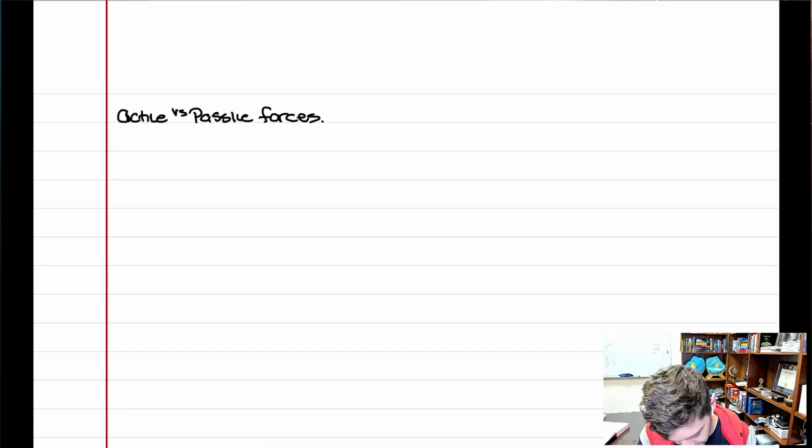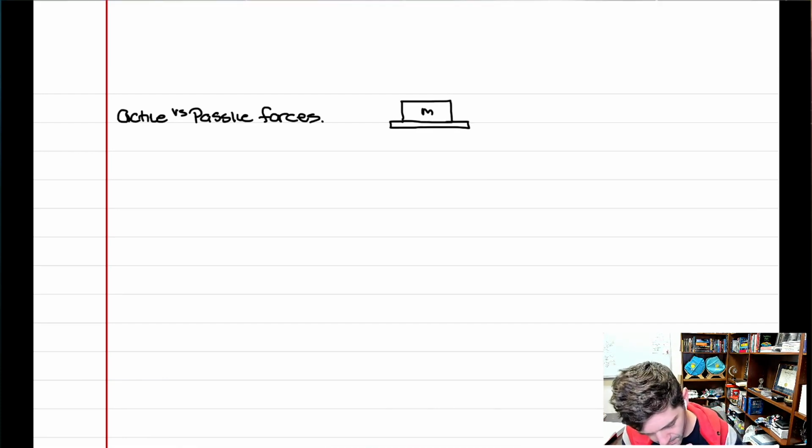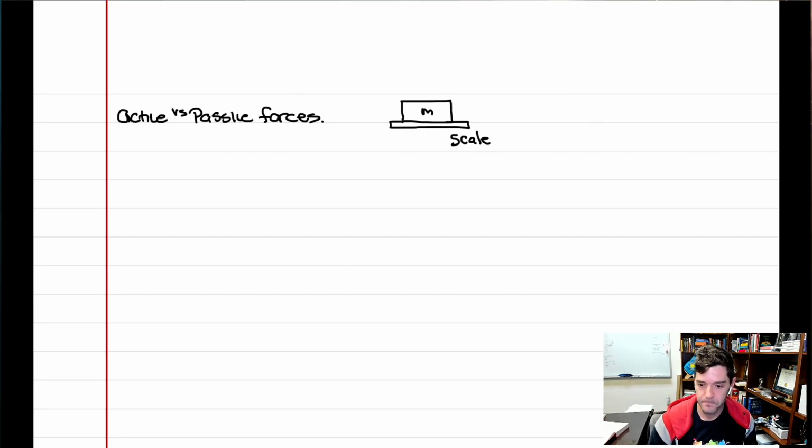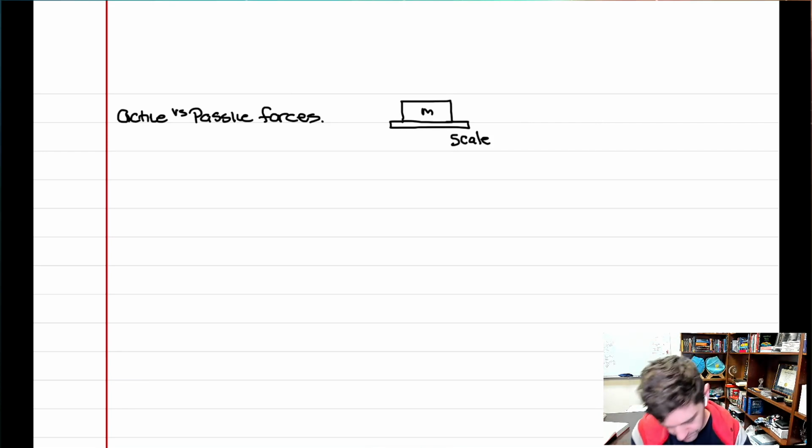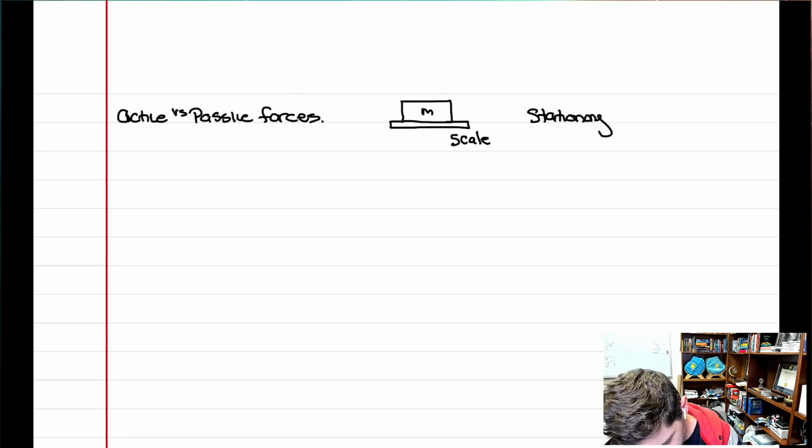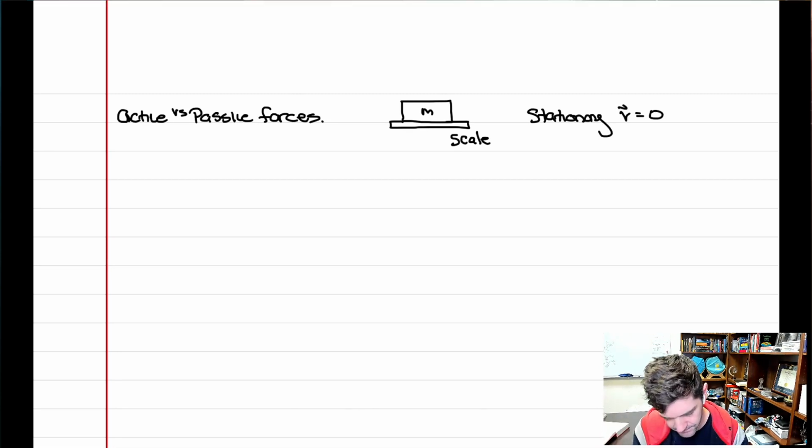So let's just look at that real quick, right? Suppose I have a box of mass m that is sitting on a surface. And rather than calling it a surface, I'm going to call it a scale. And nothing is moving. So it's stationary, which means the velocity of the box is 0. And again, what I'm studying here is the box, so this is my system. So the velocity is 0, and always is 0, so even velocity as a function of time is 0.